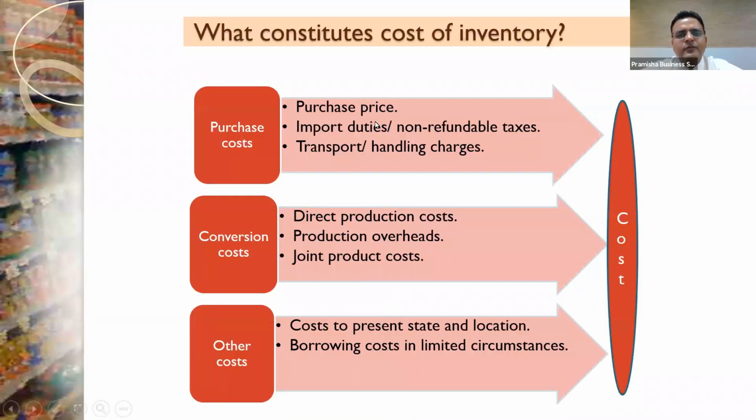Purchase price includes import duties, non-refundable taxes, transport and handling charges. Conversion cost includes direct production cost, production overheads, and joint product cost. Production overhead is on the basis of absorption costing, the full cost production method, where you absorb overheads into the cost of making one unit, and any cost to present the asset to its present location and condition. Borrowing cost is included in limited circumstances.